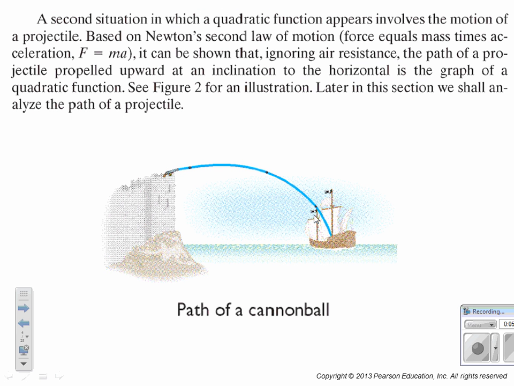All right, a second situation in which the quadratic function appears involves the motion of a projectile, like this cannonball. Based on Newton's second law of motion, force equals mass times acceleration, or F equals ma. It can be shown that, ignoring air resistance, the path of a projectile propelled upward at an inclination to the horizon is the graph of a quadratic function. See Figure 2 for an illustration. Later in the section, we shall analyze the path of a projectile.